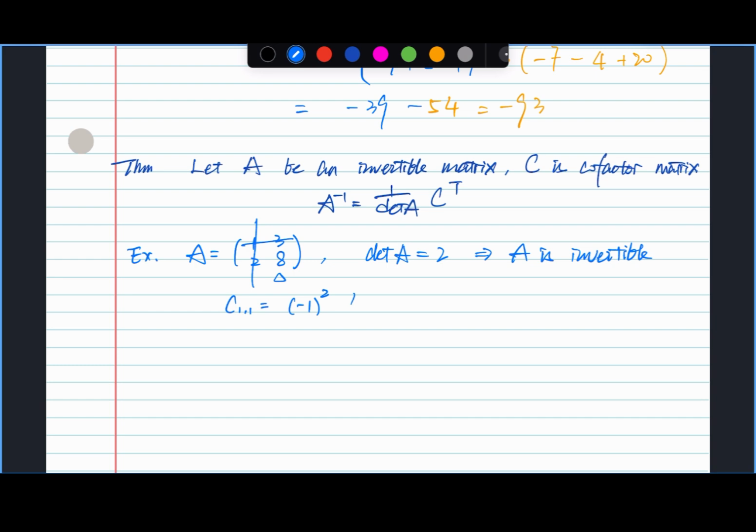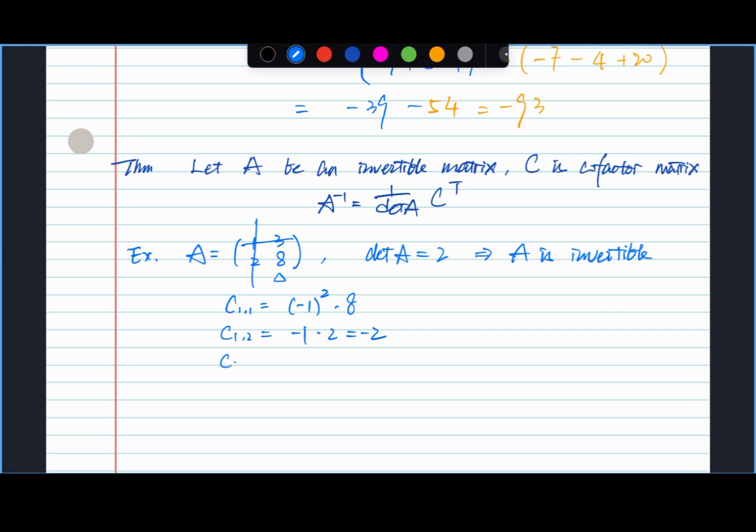So it is a 1 by 1 matrix, and the only entry is on the diagonal. So the determinant is 8. Oh, so 1 by 1s are diagonal matrices. I guess, yeah. Okay, so then we calculate C12. That's negative 1 multiplied by 2 equals negative 2.